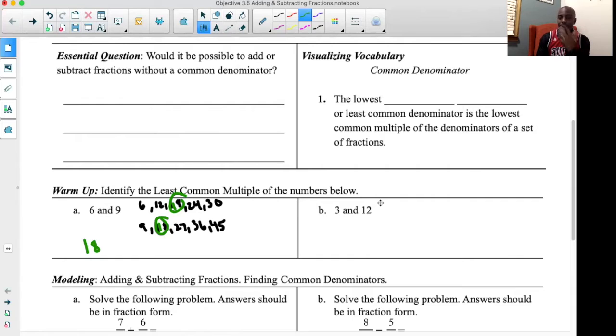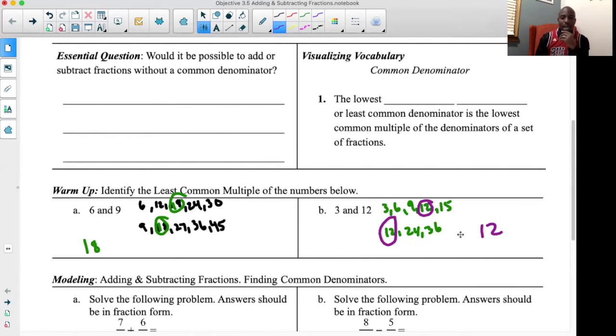Okay, now I'm going to go through this: 3, 6, 9, 12, 15, 12, 24, 36, right? And I can stop there, because you should be able to identify quickly what the least common multiple is. In this case, it's going to be 12. So 12 is the least common multiple.